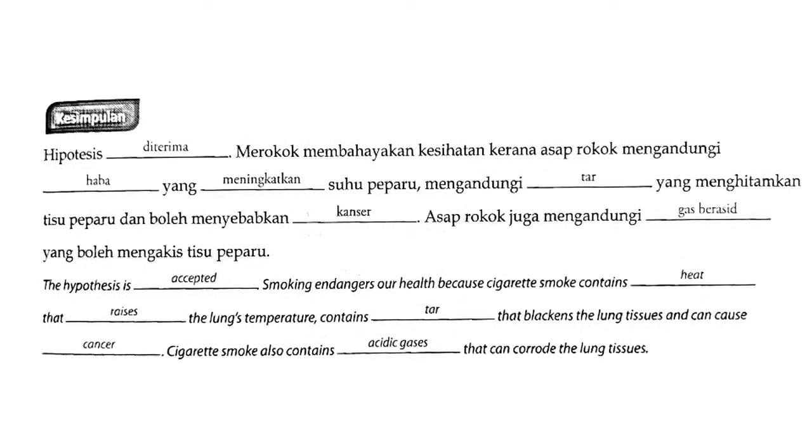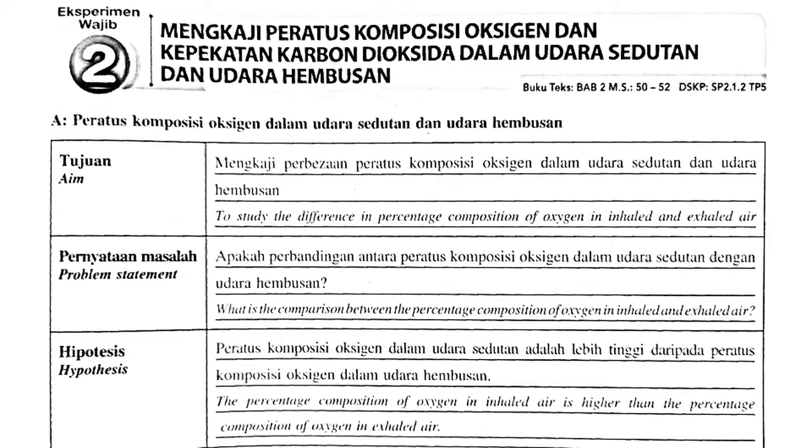Smoking endangers our health because cigarette smoke contains heat that raises the lungs' temperature. Contains tar that blackens the lung tissues and can cause cancer. Cigarette smoke also contains acidic gases that can corrode the lung tissues. This is the second experiment in Chapter 2 about the composition of oxygen.